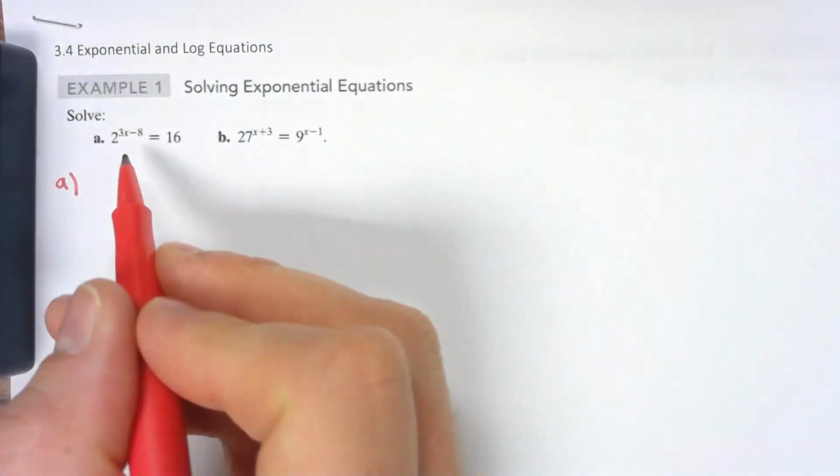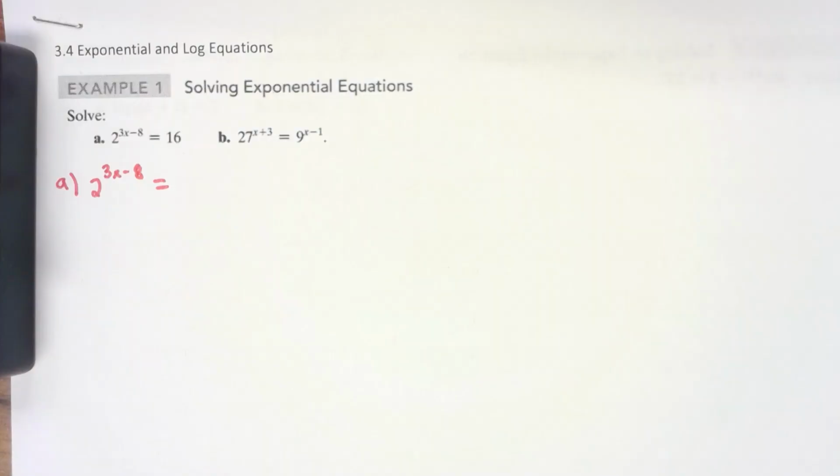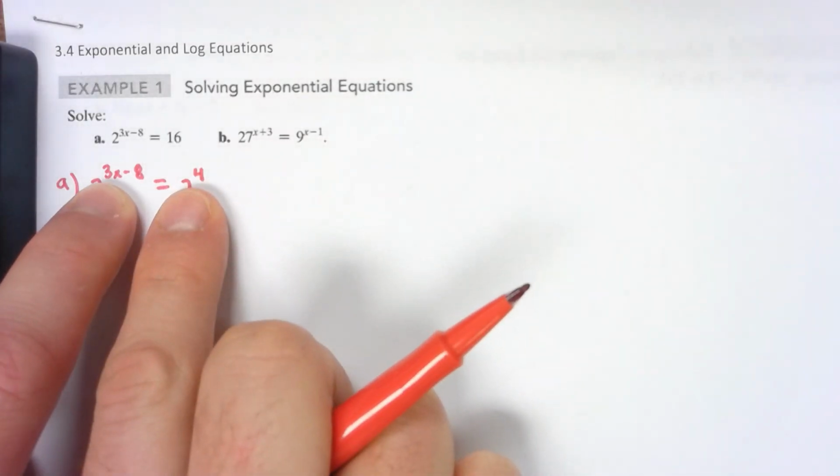So in part A, I know that one base is 2. I can't write that base any smaller than what it already is, so I'm going to leave the left side as is. When I look at 16, I'm wondering if I could rewrite 16 as a base of 2. So I'm thinking, 2 to what power is 16? Well, 2 squared is 4, 2 cubed is 8, and then 2 to the power of 4 brings us to 16. So I'm going to rewrite this as 2 to the power of 4, because that is equal to 16. Since the bases are the same, for things to be equal, we just need the exponents to be the same now.